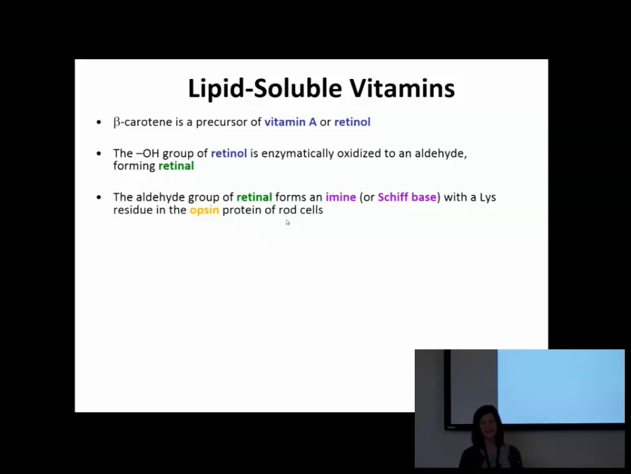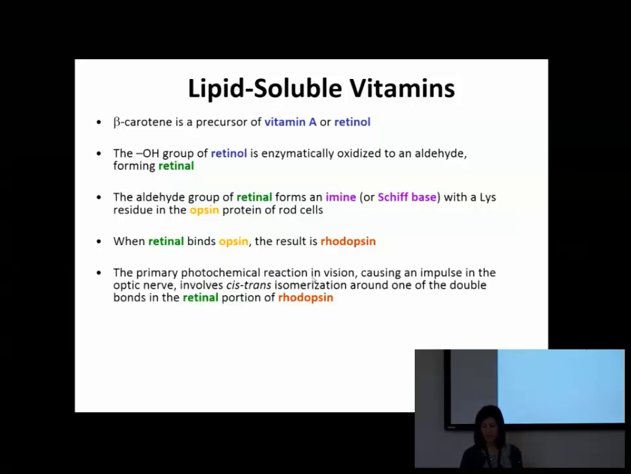So again, what we're going to do is oxidize an OH to an aldehyde. And then we're going to put that aldehyde together with the nitrogen from a lysine residue in an opsin protein in your eye. When you have the aldehyde with the lysine, so you have the vitamin A with the protein, it's called rhodopsin. And then the photochemical reaction is taking a cis double bond and making it trans and going back and forth. So we're going to take that retinol portion, that vitamin A portion of that rhodopsin, and go back and forth. And that's what the nerve impulse will be.